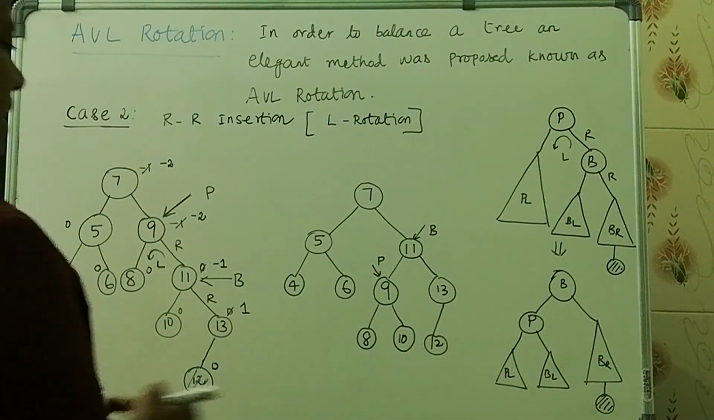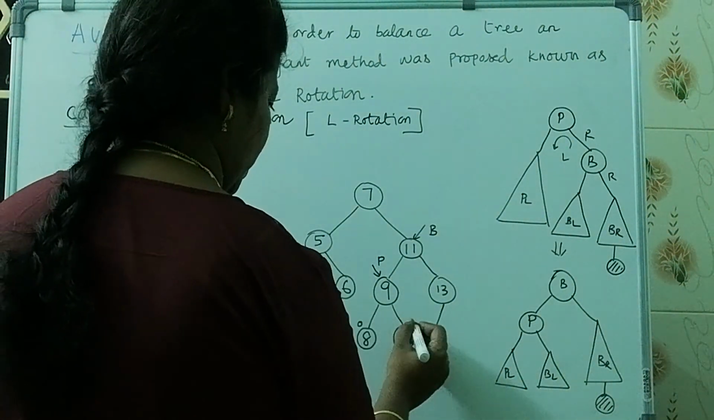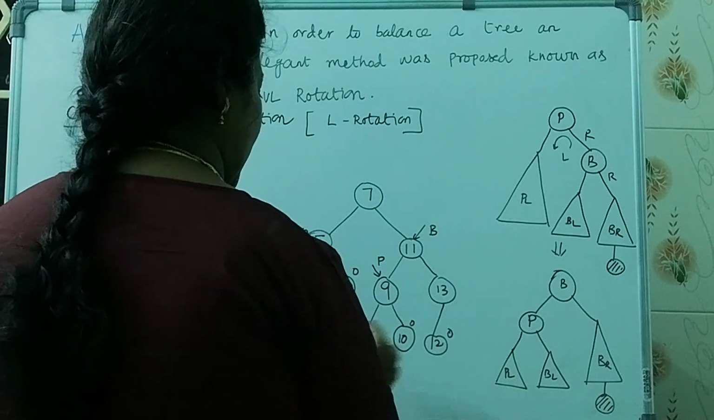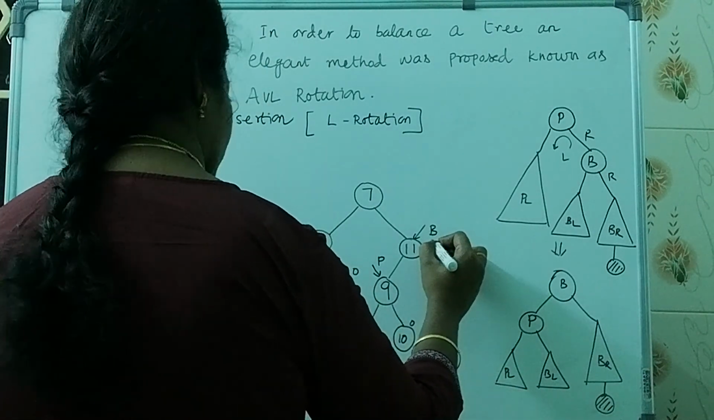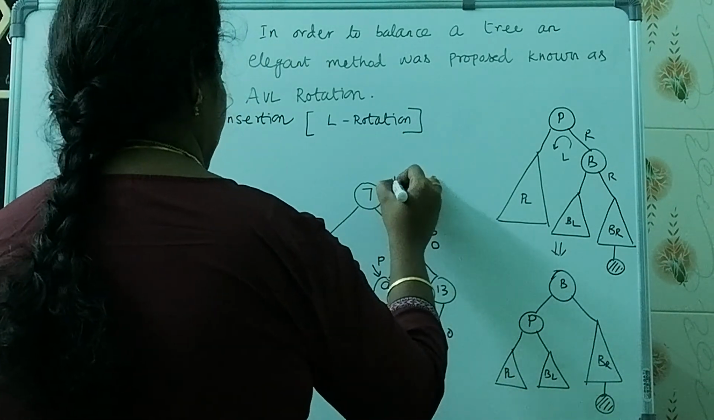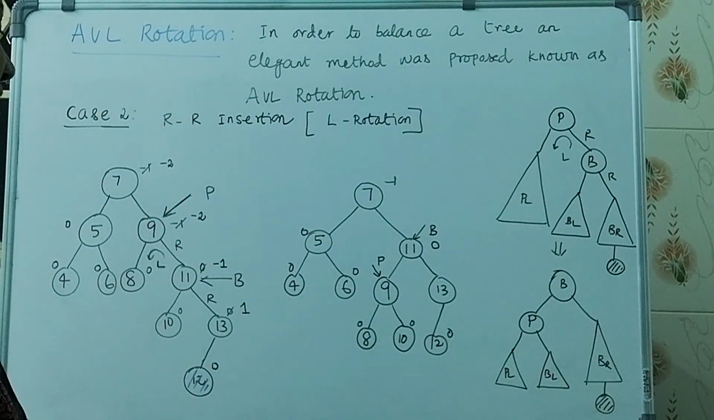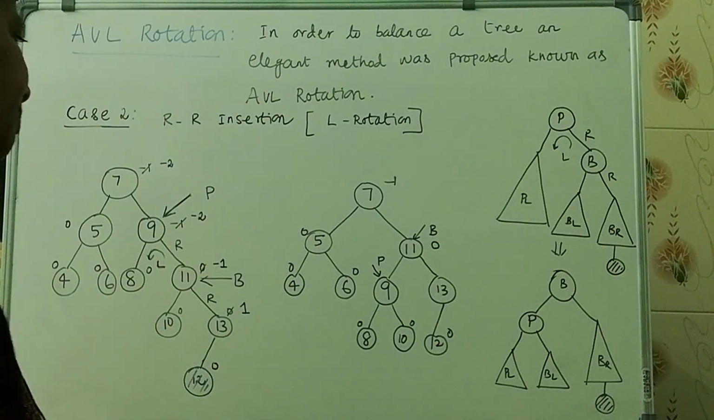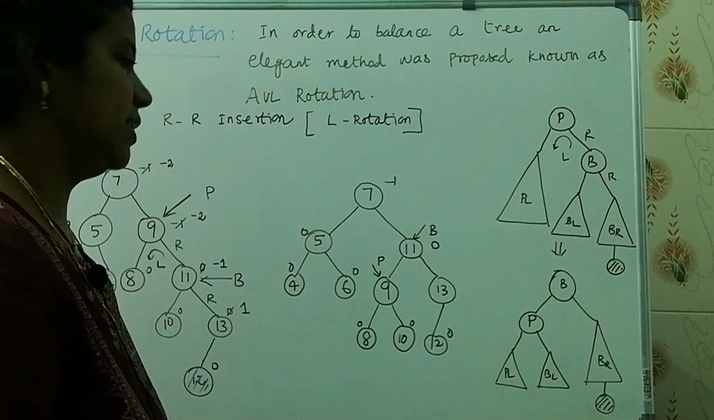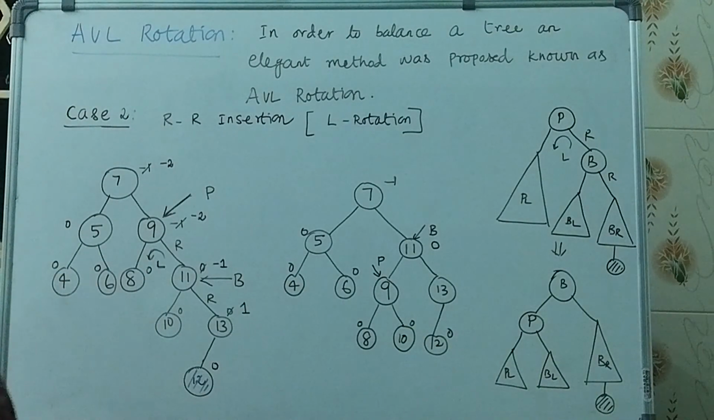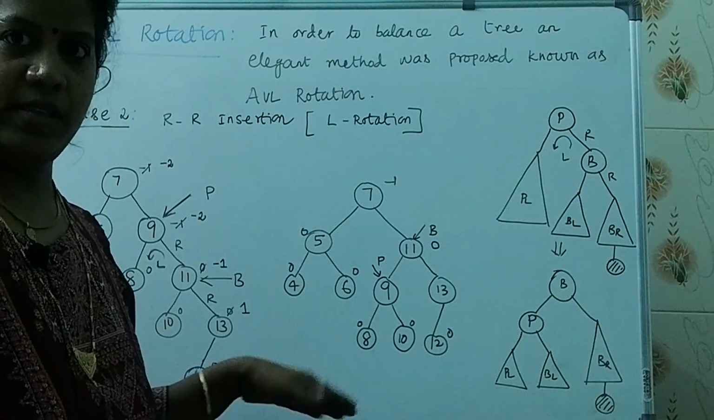Now you calculate the balance factor for this node: 0, 0, 0, 0, 0, 0, and then for this B it is also 0, and this is -1. Okay. Now every node in this AVL tree satisfies the property. Now this tree is an AVL tree, or it is self-balanced. Okay. Now let us discuss case 3.